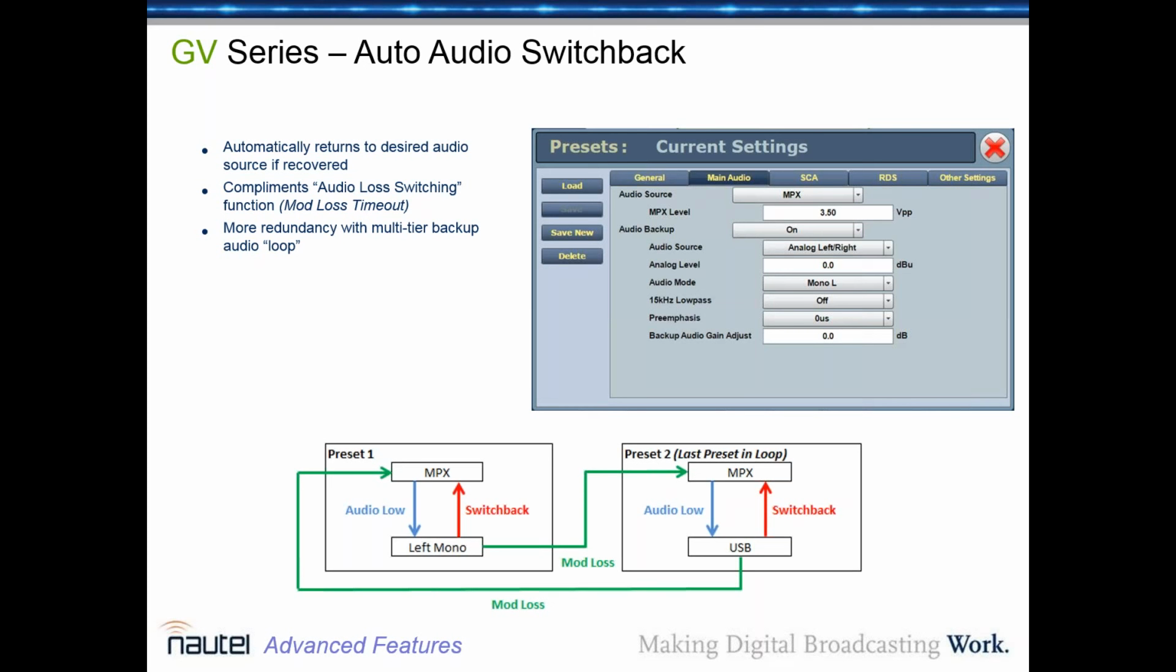Now we've added this as a totally distinct feature, so the other one is still there, which means you can have belt and braces. You can have 2 layers of audio backup over and above, and that's what the little flow chart at the bottom of the screen is showing.